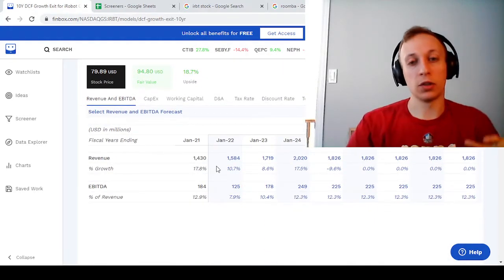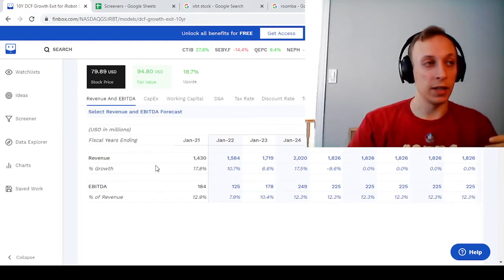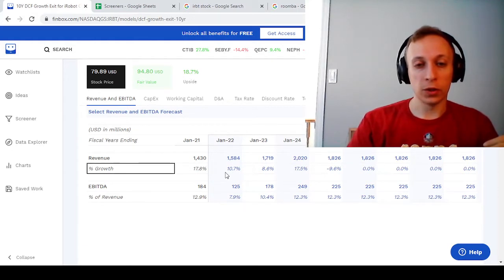And then there's some assumptions. So I always look at, you don't just want to take it at face value. I always make some adjustments based on my thinking. So first, you look at growth. So what's the growth rate?